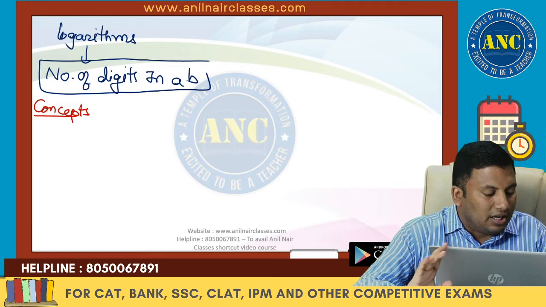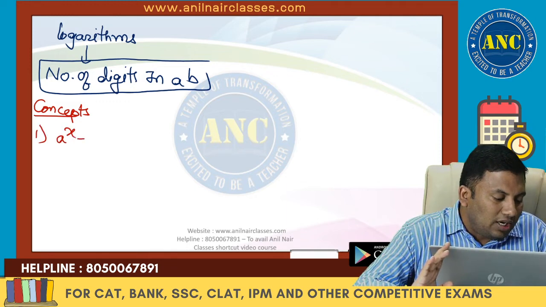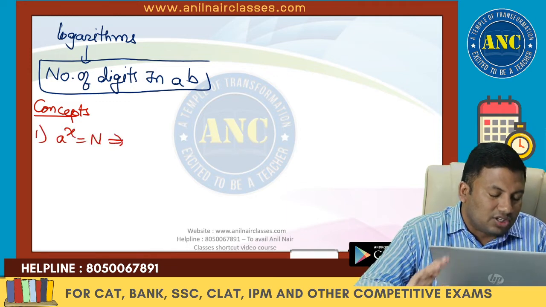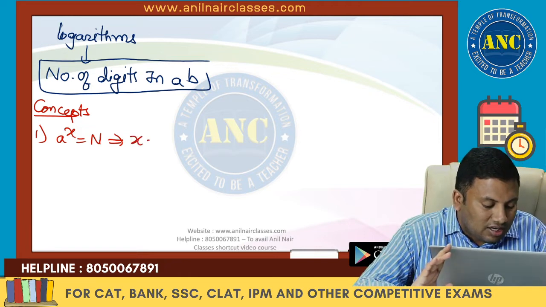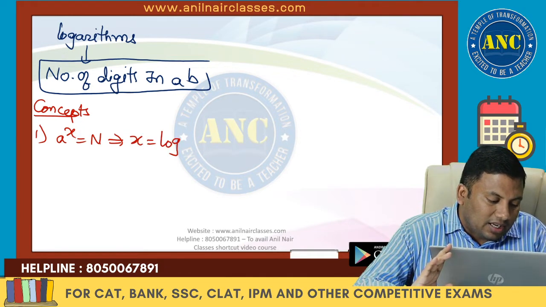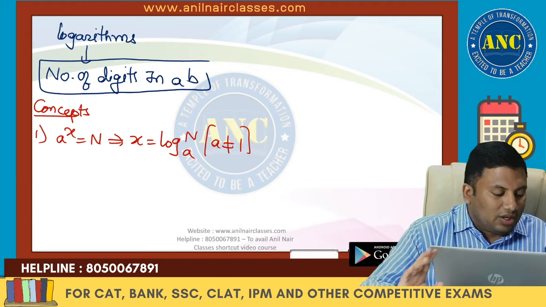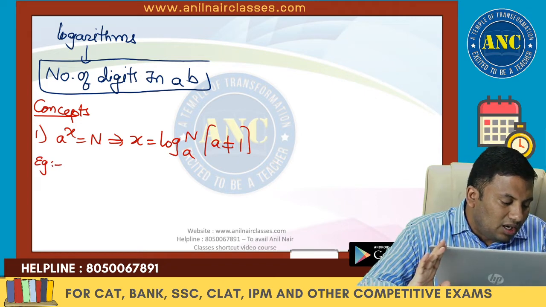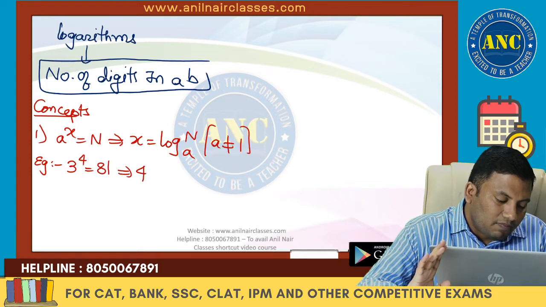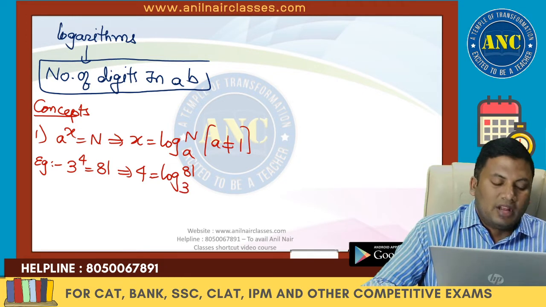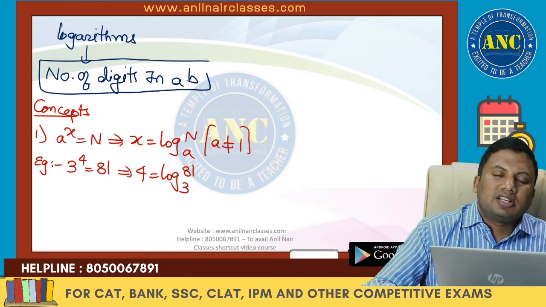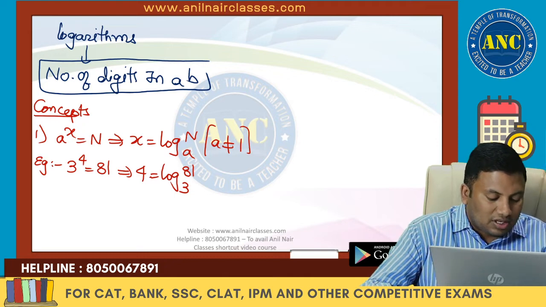As you know, the exponential function and the logarithmic function are inverse functions of each other. a power x is n is equivalent to x equals log n base a, where a is not equal to 1. For example, 3 power 4 is equivalent to 81, so 4 can be written as log 81 base 3. This is an exponential function, this is a logarithmic function. Both are inverse functions to each other.